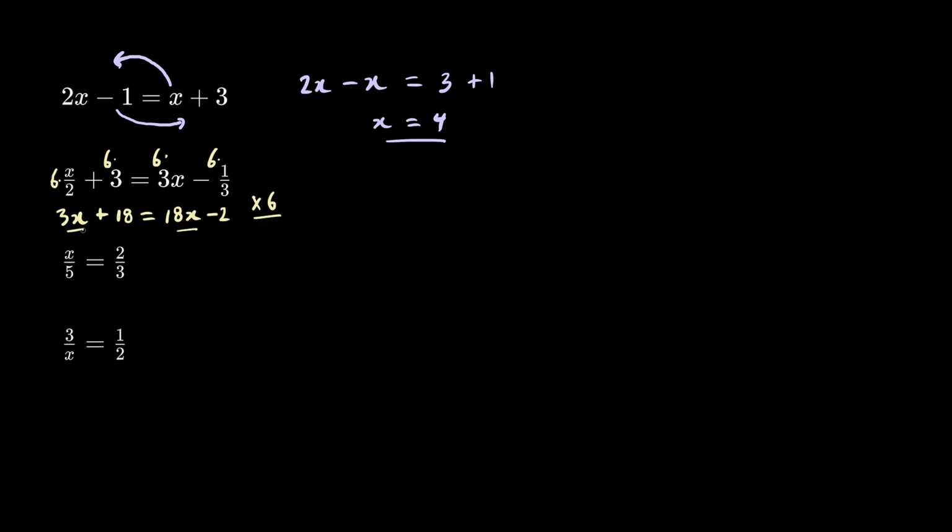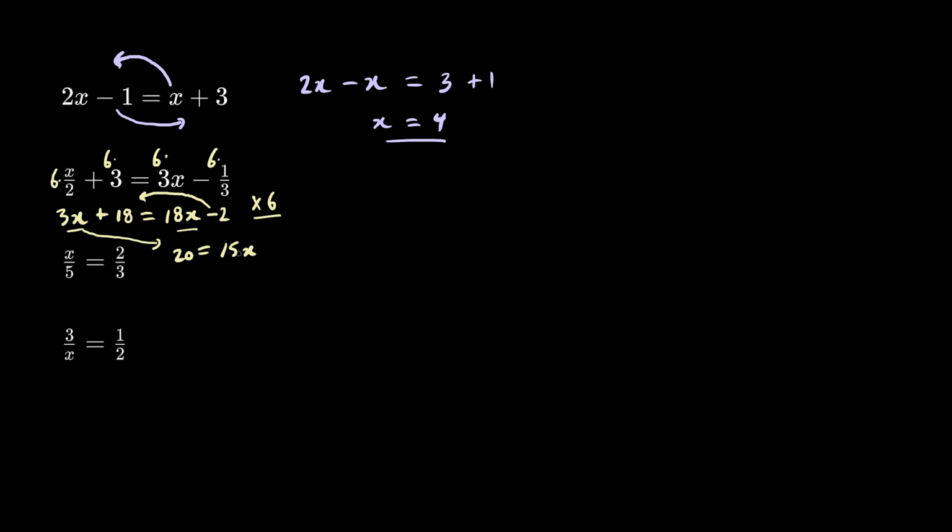I'm going to throw the 3x over to make it a negative sign. So 18x minus 3x is simply 15x. And we have a positive 18 here, and we're going to add another 2 here. 18 plus 2 is 20. So this expression here quickly simplified because we got rid of the denominators.